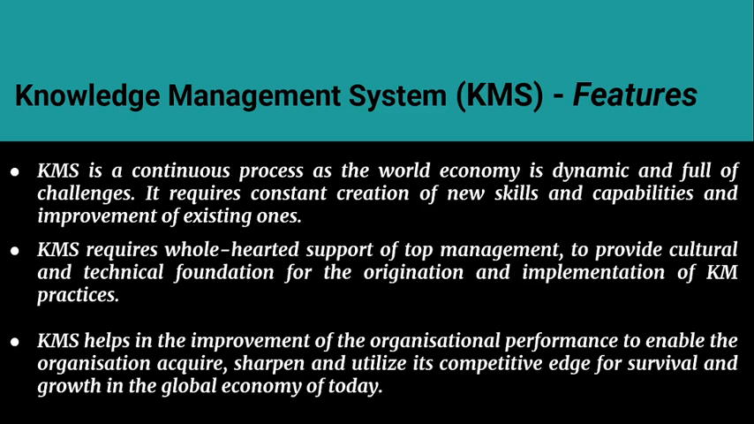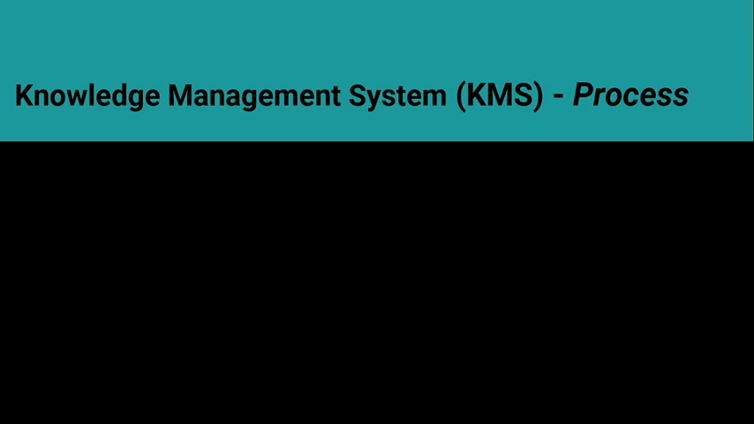Now this knowledge management system helps in the improvement of organizational performance, to enable the organization to acquire, sharpen and utilize its competitive edge for survival and growth in the competitive global economy in the current scenario, right? So these are some of the features or characteristics that a knowledge management system bears, right? Next we come to the steps or the process of knowledge management system, right?